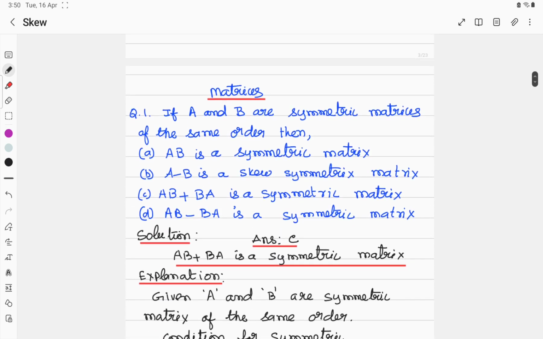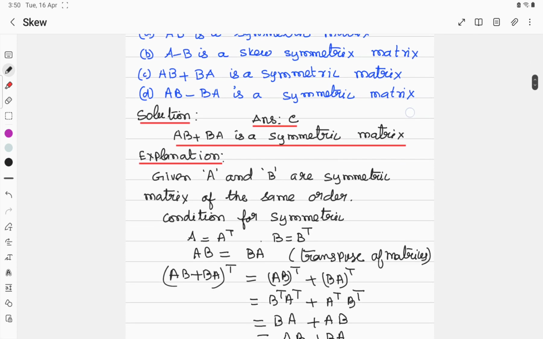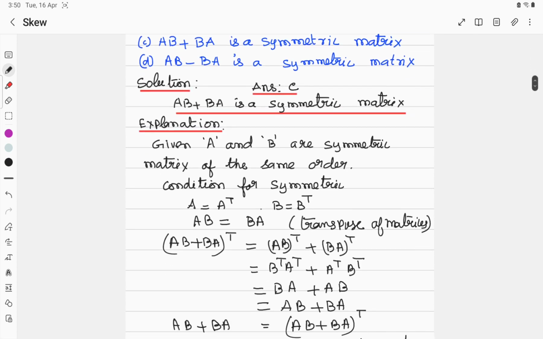இப்போ நம்ம கொஸ்டினுக்கு போகலாம். First question. If A and B are symmetric matrices of the same order, then: A, AB is a symmetric matrix. B, A minus B is a skew symmetric matrix. C, AB plus BA is a symmetric matrix. D, AB minus BA is a symmetric matrix. இதோட ஆன்சர் வந்து C. C-னா AB plus BA is a symmetric matrix.